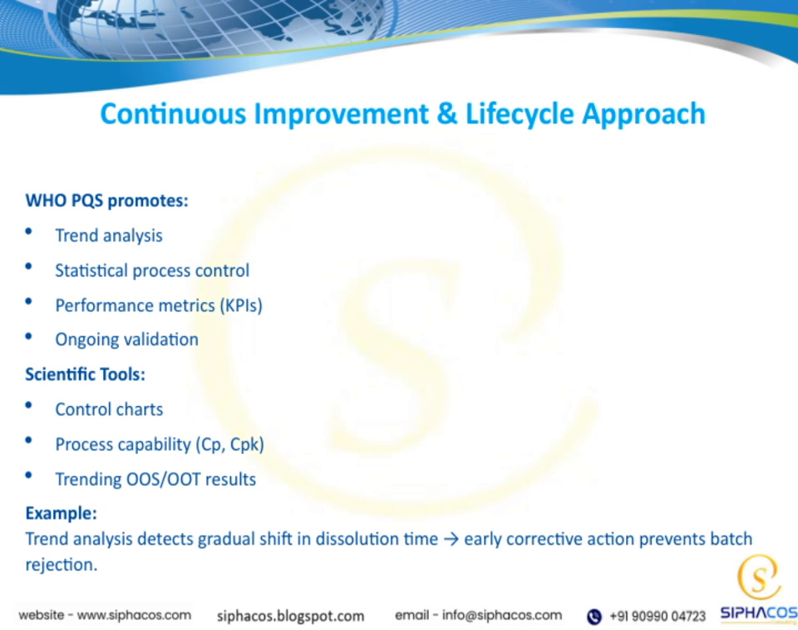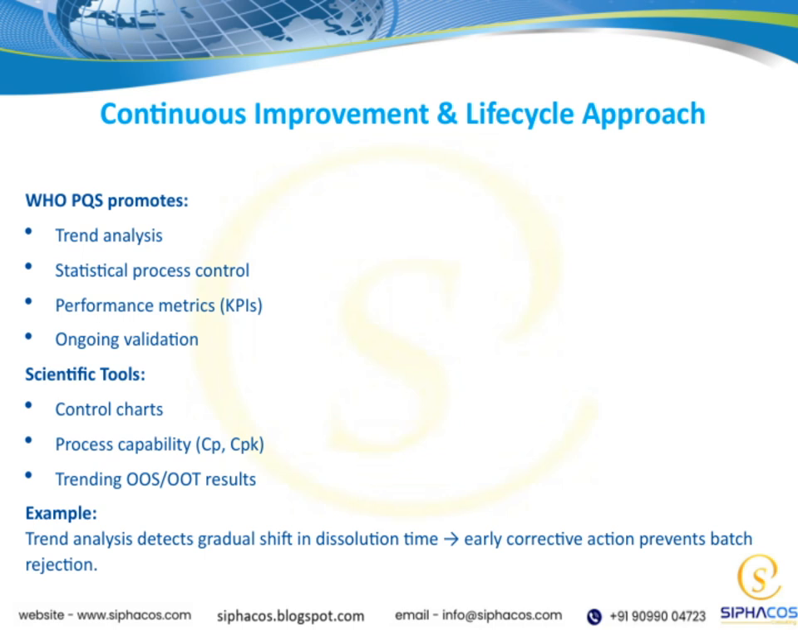Ongoing validation ensures that our methods and processes stay effective and compliant throughout their life cycle. To support these practices, we rely on scientific tools like control charts, which visually track process stability. Process capability indices, such as CP and CPK, help us understand how well our processes meet specifications. Trending out of specification or out of trend results gives us early warning signs so we can intervene promptly.